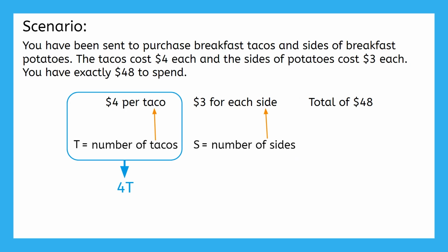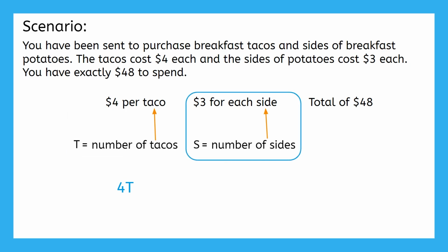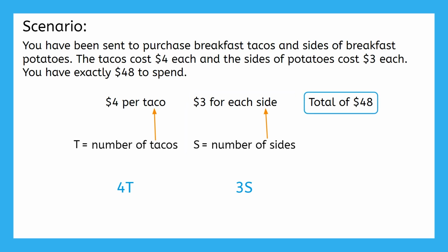Can you use the same approach to write this mathematically? Similar to the word per in this scenario, for each is another way to say multiplication. So here we have 3 times s, or 3s. Now what about this total? How do we represent total mathematically? Total means equals, so we can say that something equals 48. Now, how would these two other terms come together to equal 48?